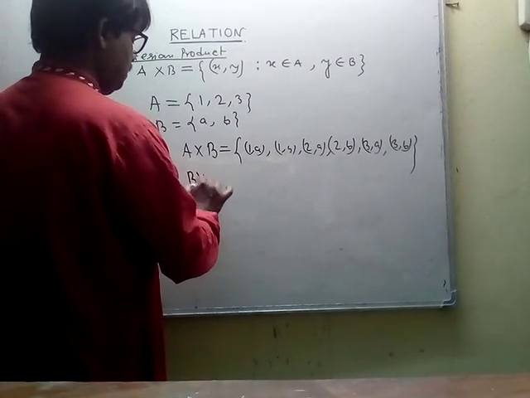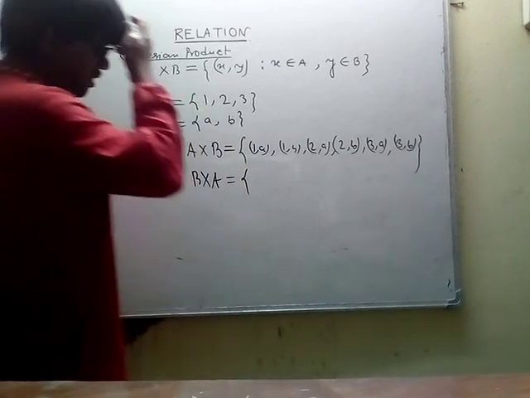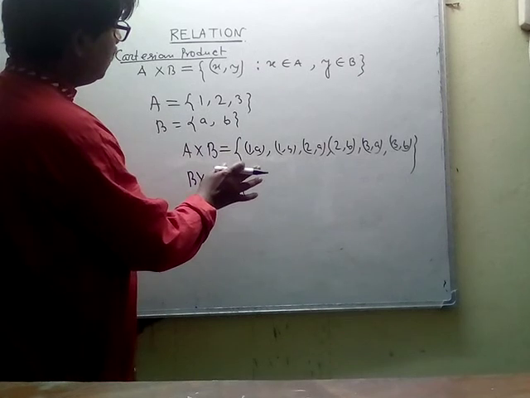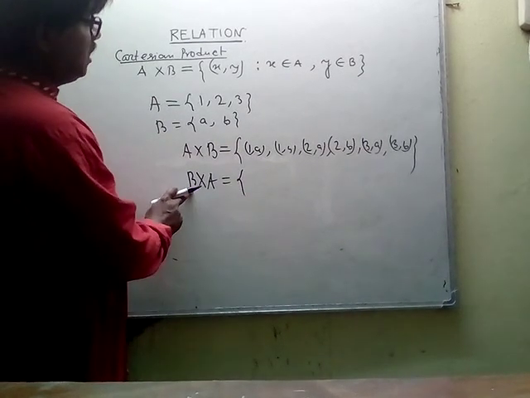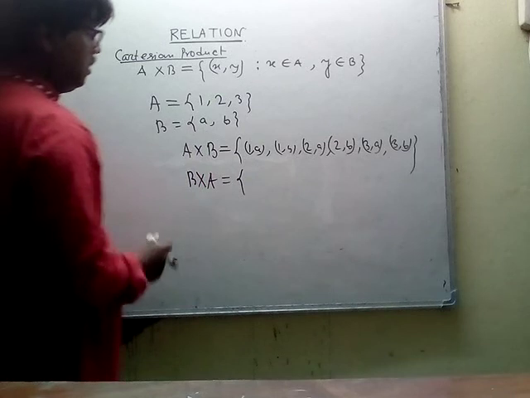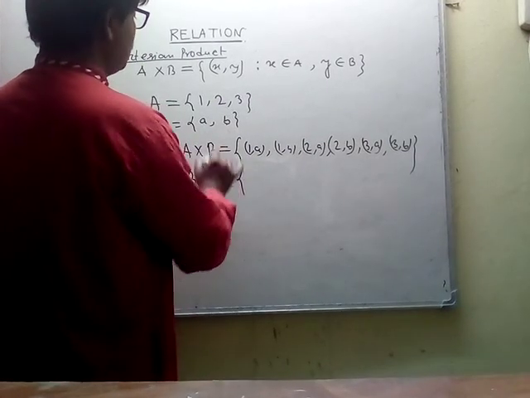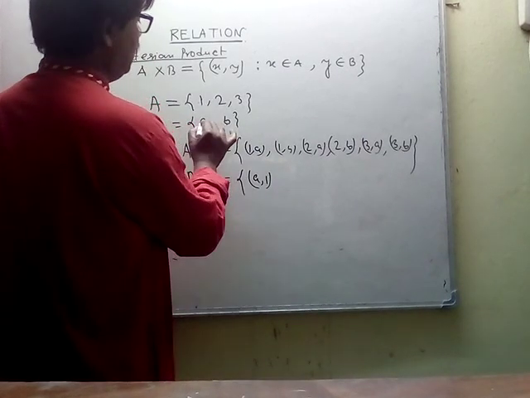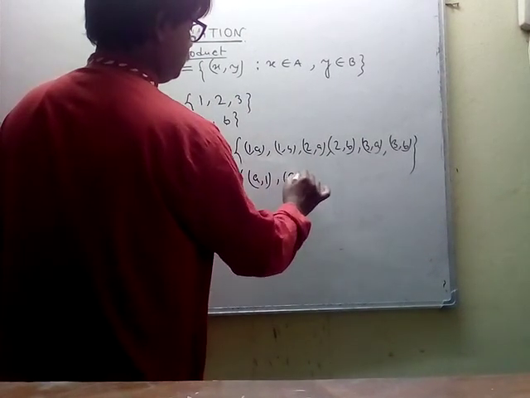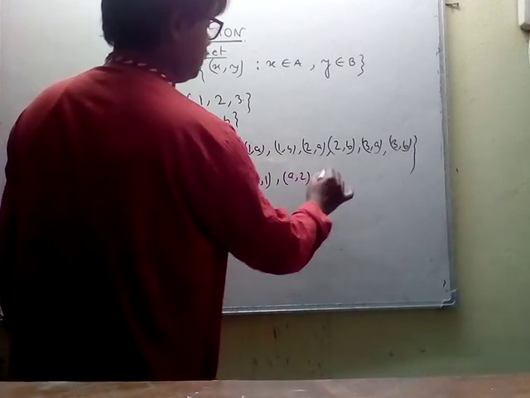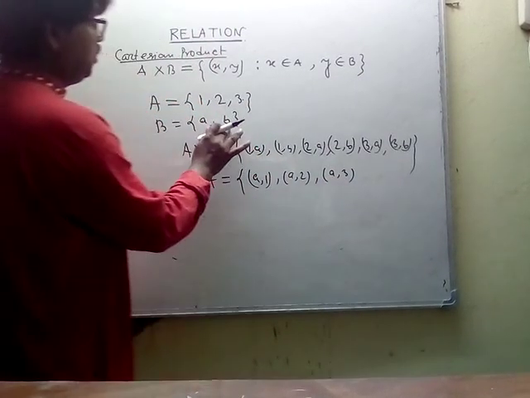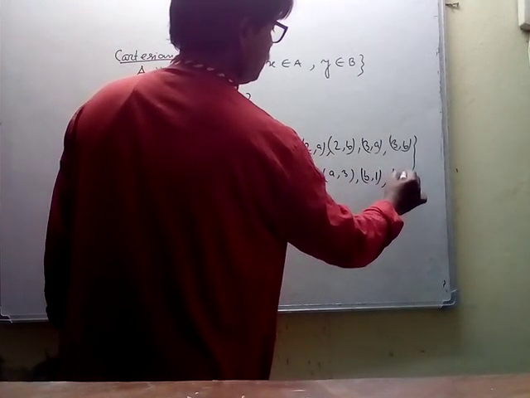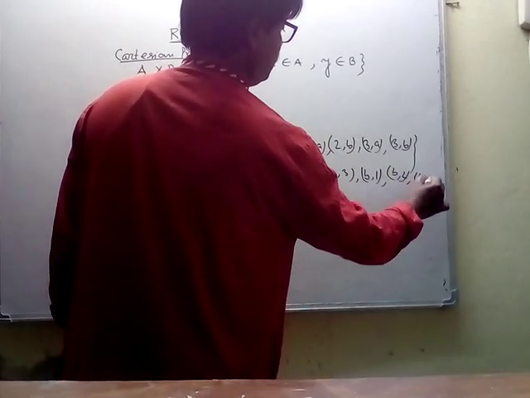Now B cross A, then what will be? In this case, in each ordered pair, the first element comes from B and the second element comes from A. So B cross A will be (a, 1), (a, 2), (a, 3), now (b, 1), (b, 2) and (b, 3).